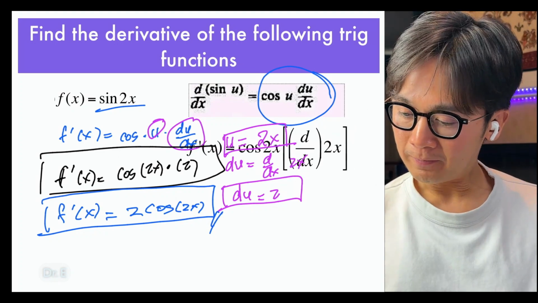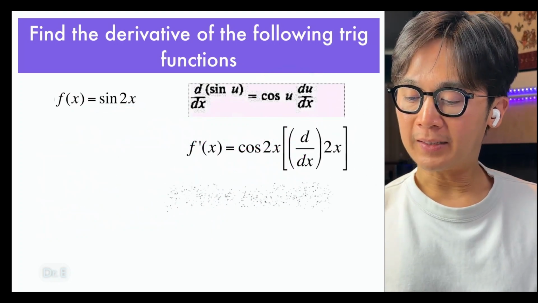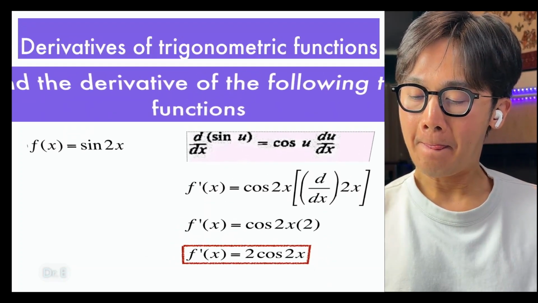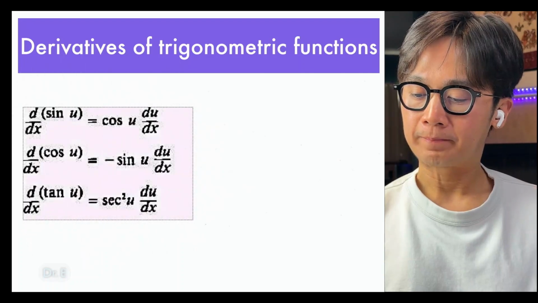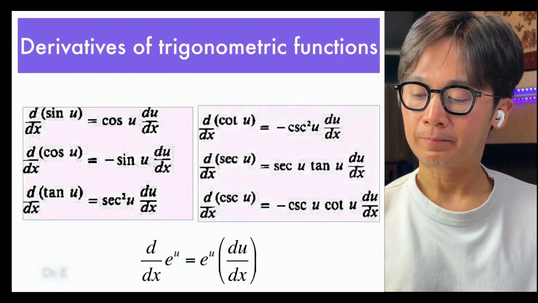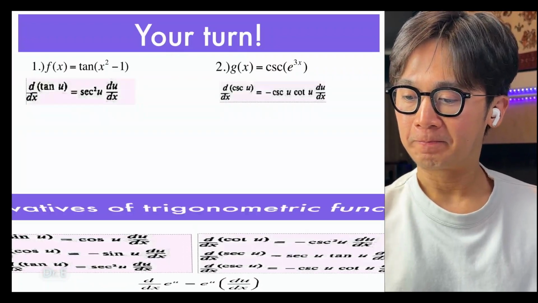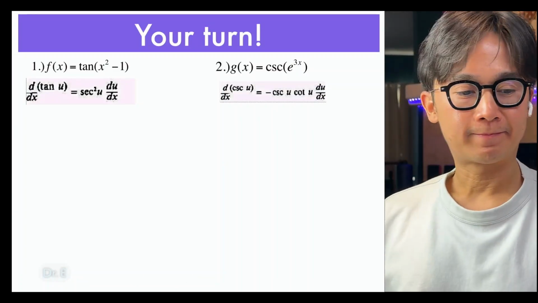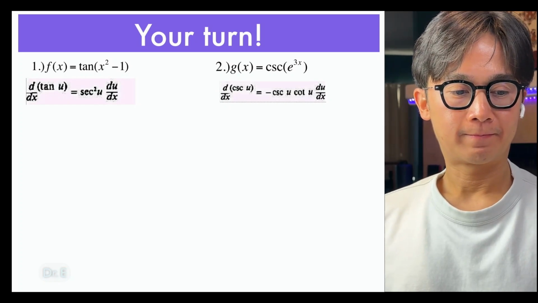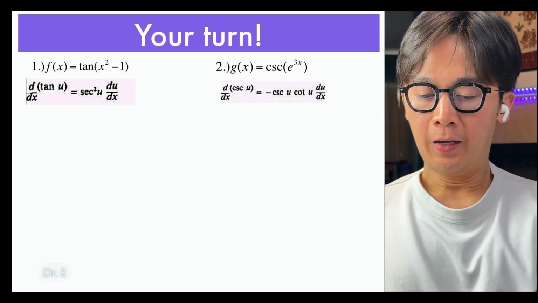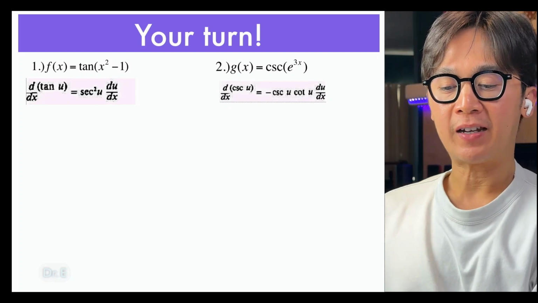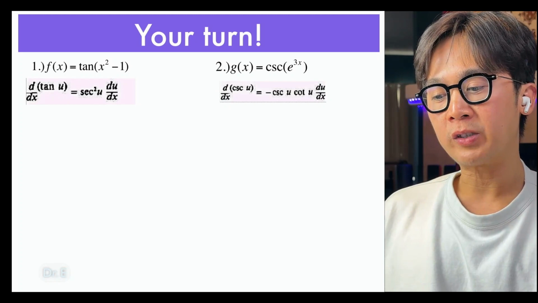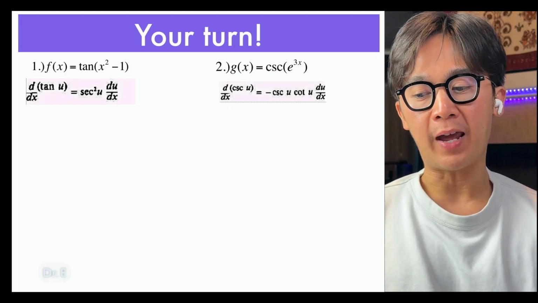Now, let's see if you can work on this. The first function is tangent x squared minus 1, and the second function is cosecant e raised to 3x.